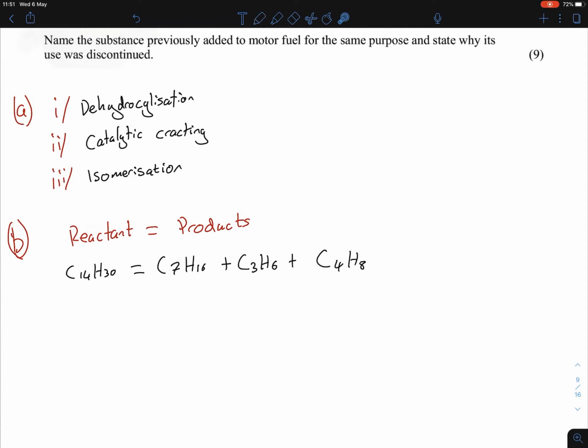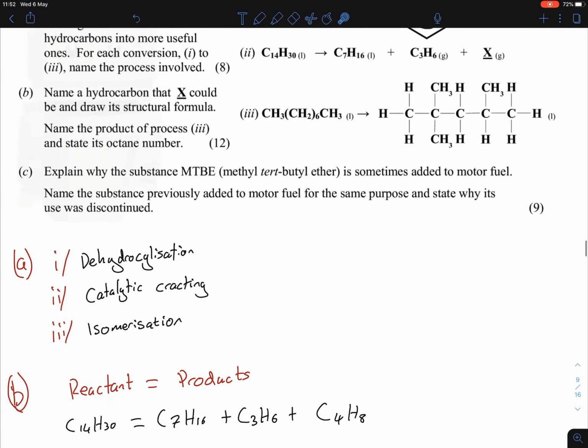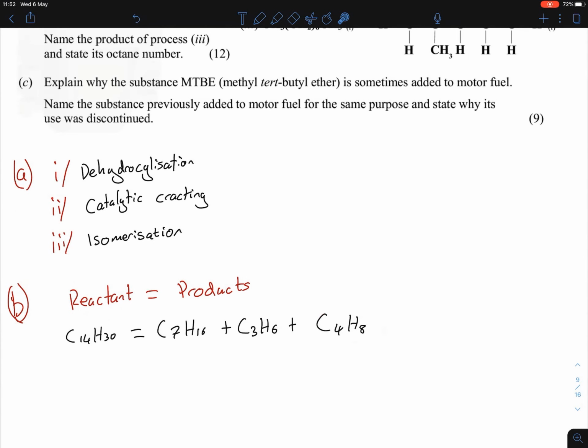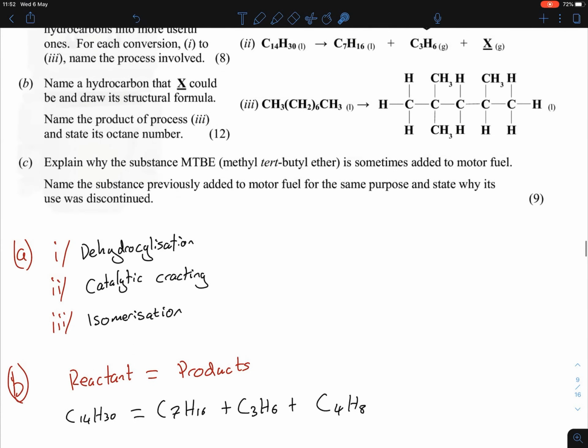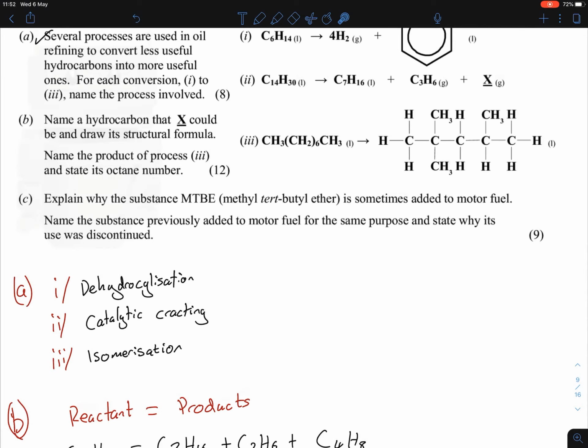This makes sense because if you get 3 products, 2 of them will be alkenes. That means there's going to be a double bond in them. So C3H6 is an alkene, as is C4H8, because the hydrogens are double the amount of carbons, and that's how you figure out if it's an alkene. So C4H8 is the molecular formula, but was that what we were asked to do? It wasn't. You were asked to name a hydrocarbon that X could be and draw its structural formula.